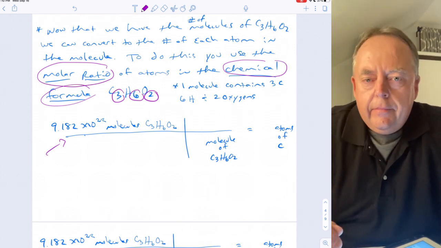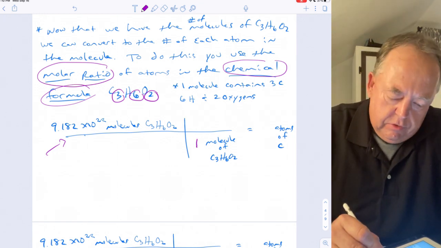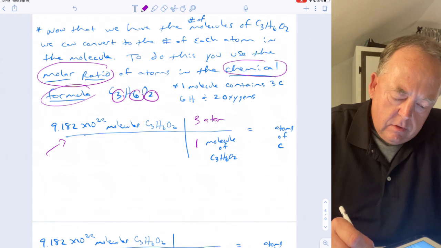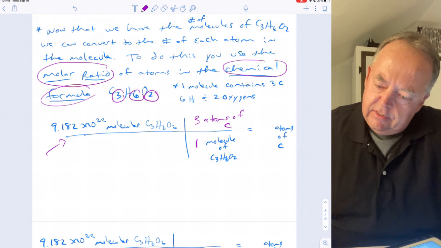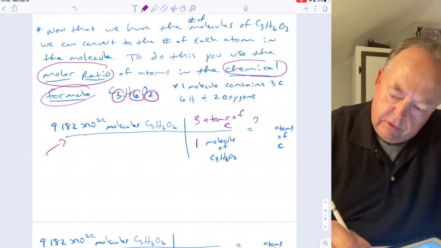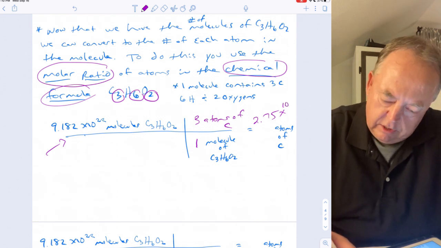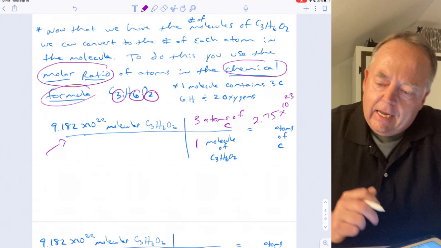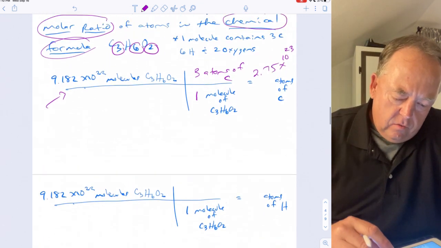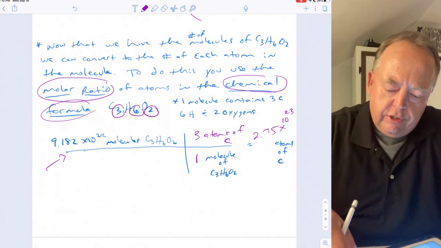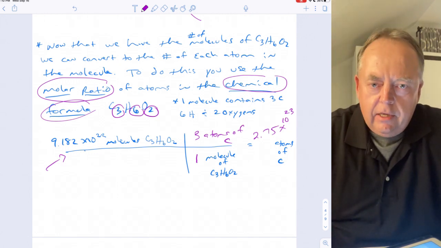And if we wanted to figure out how many atoms of carbon there are, well, in 1 molecule of C3H6O2, there are 3 atoms of carbon. So we just take that number and multiply it by 3. If we did that, then we would get 2.75 times 10 to the 23rd atoms of carbon. And if you wanted to calculate how many hydrogens instead, well, there's twice as many hydrogens as carbon, so you could just take that number that's in your calculator right now and multiply it by 2, right? Because there's twice as many hydrogens as carbon.